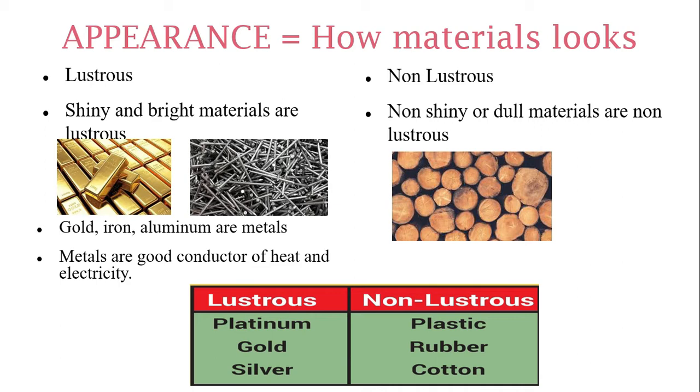And what are the non-lustrous materials? Wood. As you can see, I have given an example in a table: non-lustrous materials are plastic, cotton, rubber. And for lustrous: platinum, gold, silver, iron, aluminium. These are all metals.